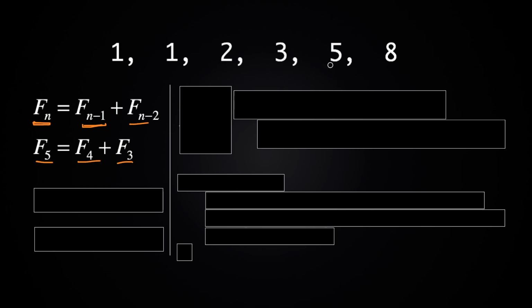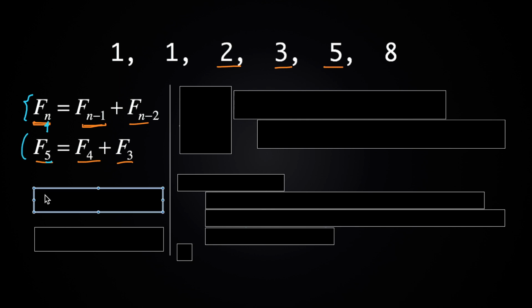So this is saying the 5th Fibonacci number, f5 right here, should be the sum of the 4th Fibonacci number, this one right here, plus f3, which is this one right here. So just like we saw in the case of factorials, this equation is correct most of the time, but it's not complete. So if you plug in 5 to n, it's correct. This equation is still correct.